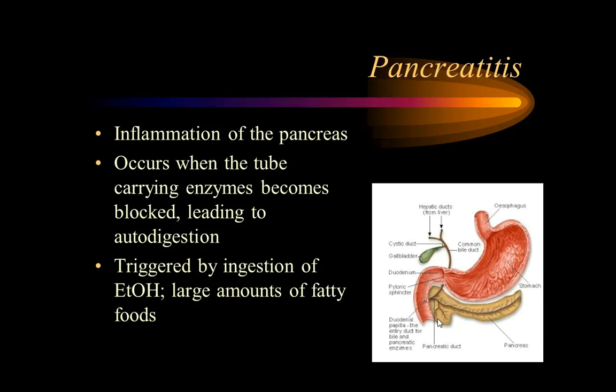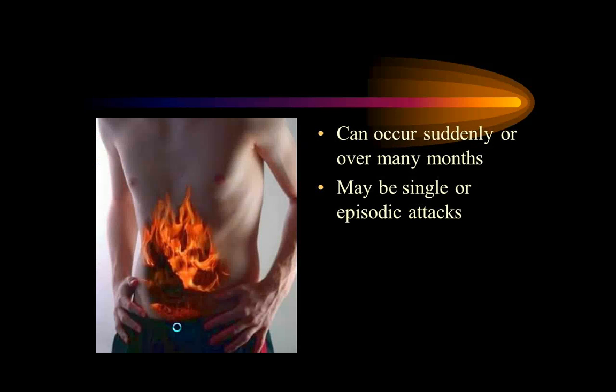All right? And that's where a lot of the problems come from. Alcohol and fatty foods are another leading telltale cause. It can come on suddenly or over months. Some people only have one attack, some people have frequent multiple attacks. If it gets bad enough, the pancreas dies completely, and they have to go on insulin.